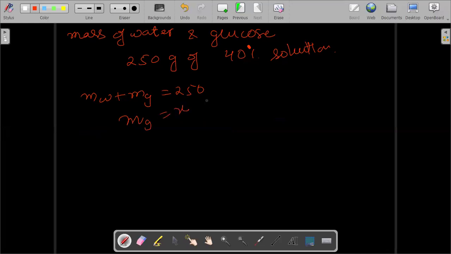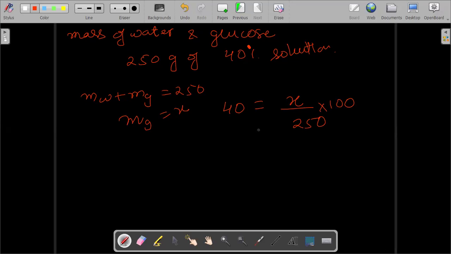Okay. So we can write here the percentage constitution, that is 40% would be equal to 40 by 100. Just 1 minute. How do we obtain the formula, sir? Mass percentage of solution is mass of solute by mass of solution into 100. So 40% should be equal to mass of solute, that is X, divided by mass of solution, that is 250, into 100, which is X into 100 by 250.